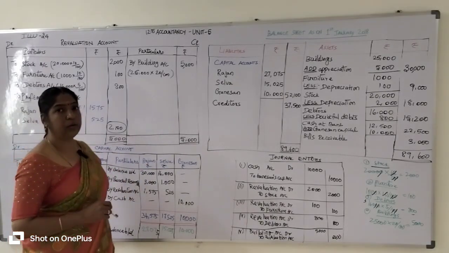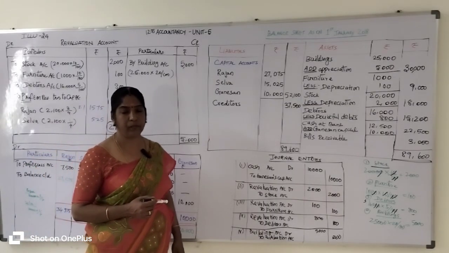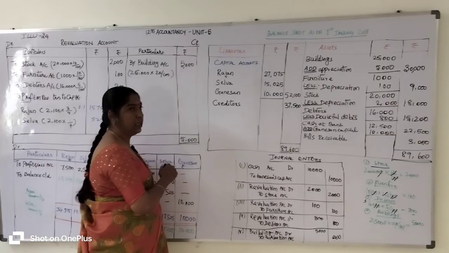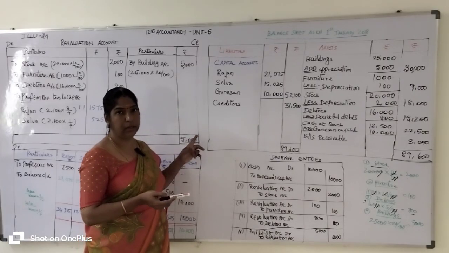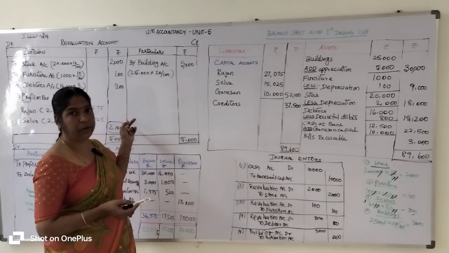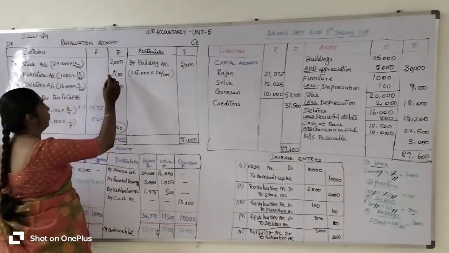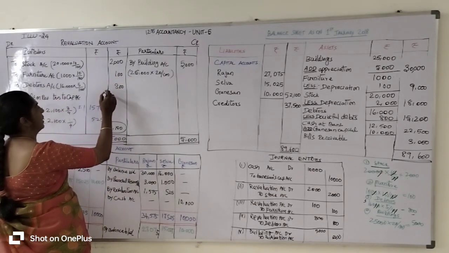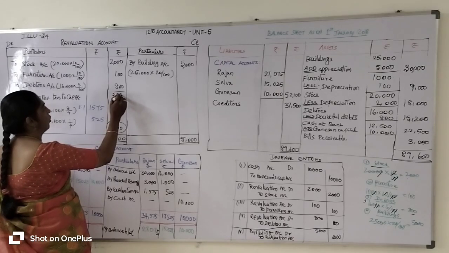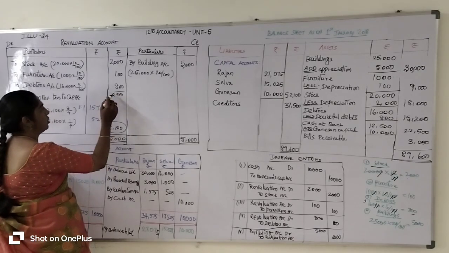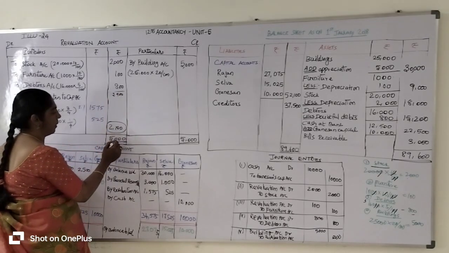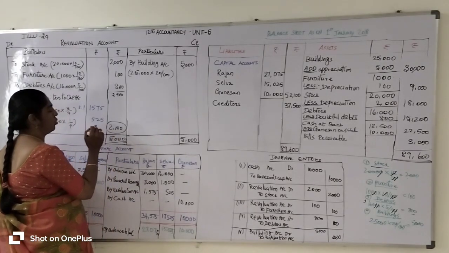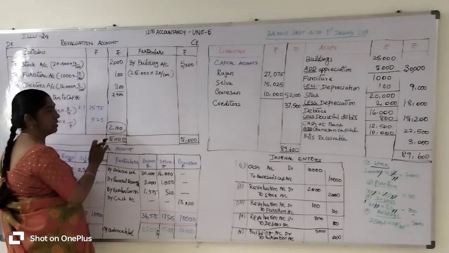Now we are going to find out the balancing figure. How can you find it? If the total on the credit side is the higher value, you will get the balancing figure on the debit side. For that, you have to add the lesser value side, that means 2,000 plus 900, 2,900 rupees. You subtract the 2,900 rupees from the total 5,000 rupees, and you will get 2,100 rupees. This is the balancing figure.